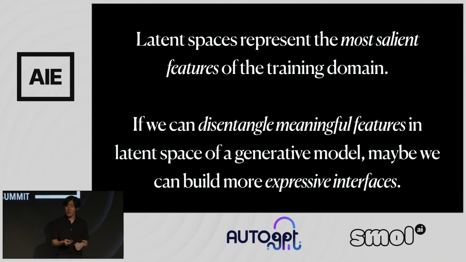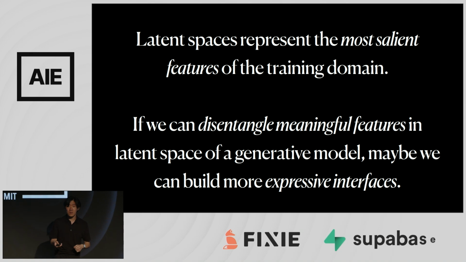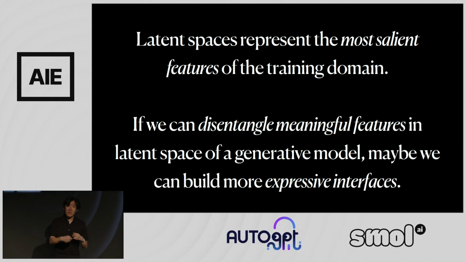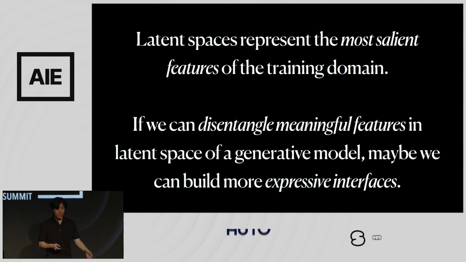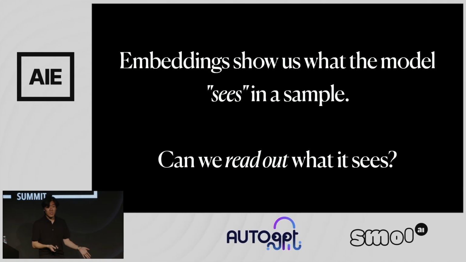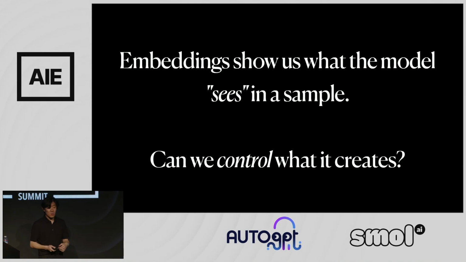If you get an embedding of a piece of text or image, these latent spaces represent, in theory, the most salient features of the text or the image that the model is using to lower its loss or do its task. And so maybe if we can disentangle some meaningful attributes or features out of these embeddings, if we can look at them a little more closely and interpret them a little better, maybe we can build more expressive interfaces that let us control the model by intervening inside the model. Another way to say that is that embeddings show us what the model sees in a sample of input. So maybe we can read out what it sees to understand better what the model's doing. And maybe we can even control the embedding, the intermediate activations, to see what the model can generate.